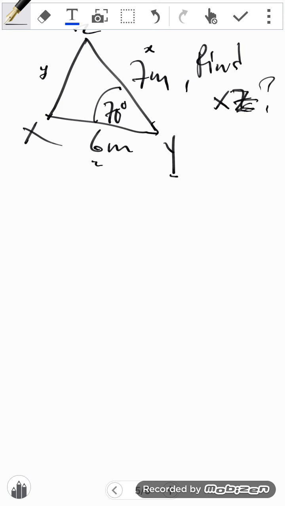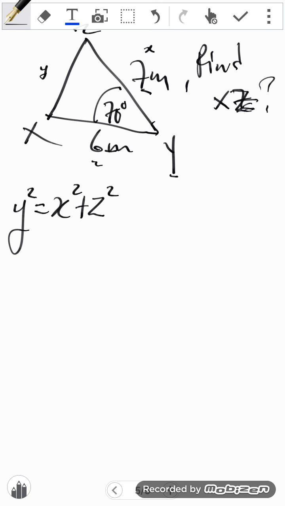XZ. So on the line XZ, you have the letter Y. So you write Y squared. Y squared is equal to the two given sides. The two given sides are 6 and 7 meters, having the small letters X and Z. So we're going to say Y squared is equal to X squared plus Z squared.